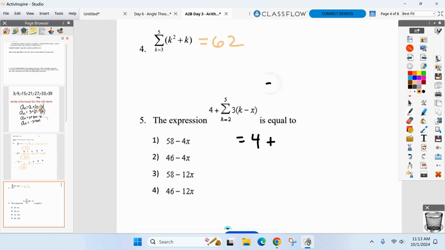So you get what? 3 times. That's what I get when I plug in 2 for K. Not for X, it says K equals. So I plug it in for K. What are you going to do with that 3? Distribute. Yeah, so you get 6 minus 3x. There you go. That's what you end up with when you plug in 2. All right, what are you going to plug in next?